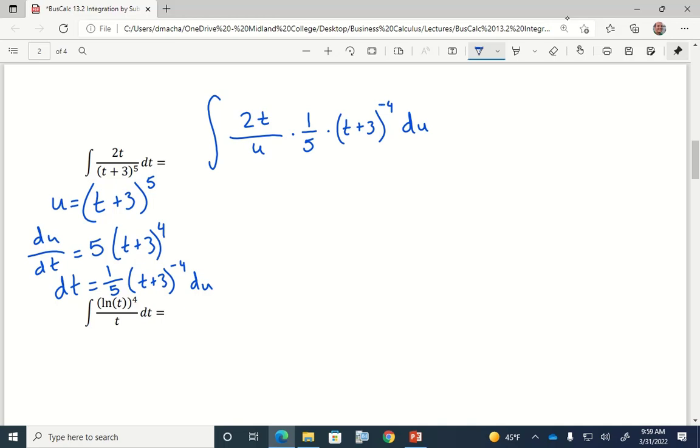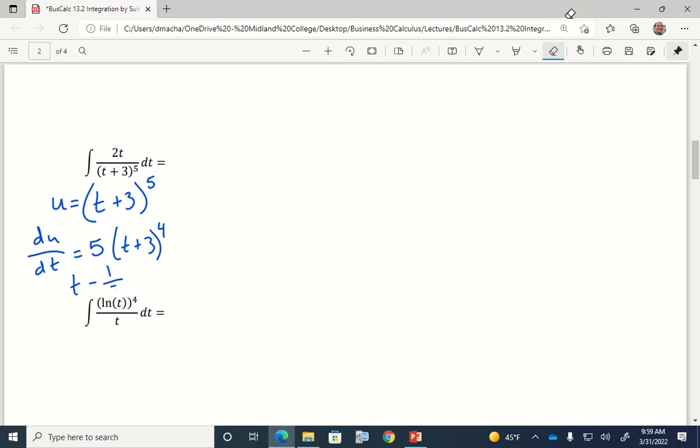So the problem is that I still have some t's left in here. And if I'm gonna really take the antiderivative, I need only u's left inside the integral. So, like I said, it's tricky to pick the right u, but I don't think that was the right choice of u, because things should have simplified a little bit better. So let's start over and try again.